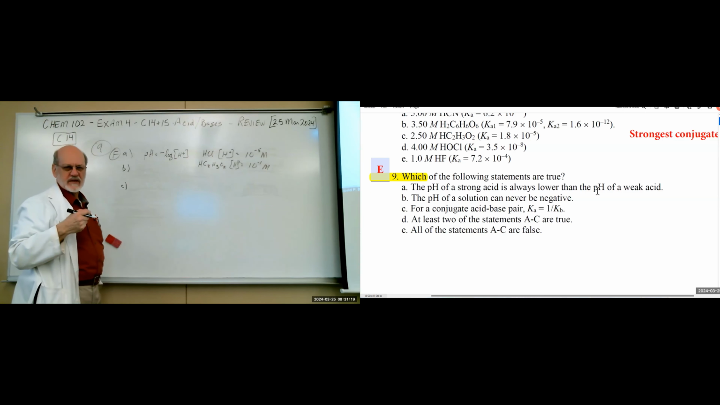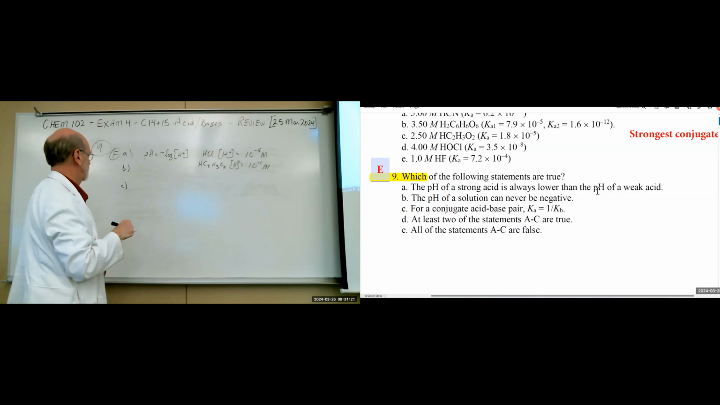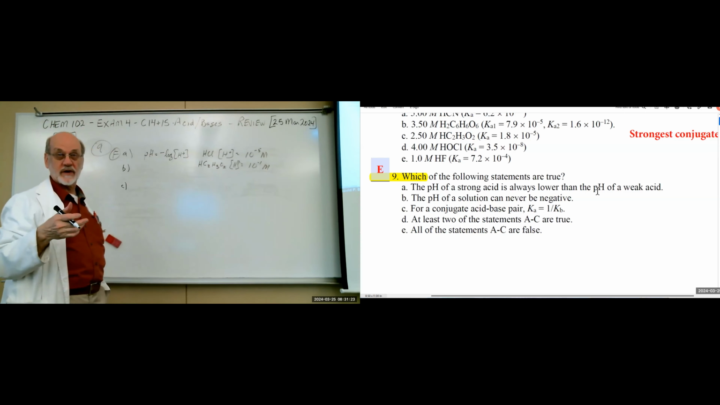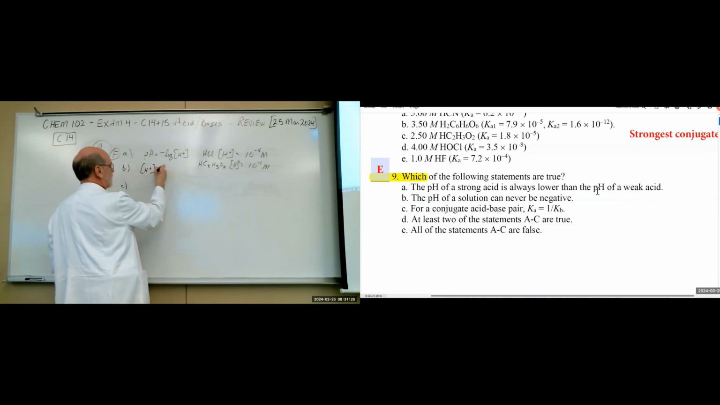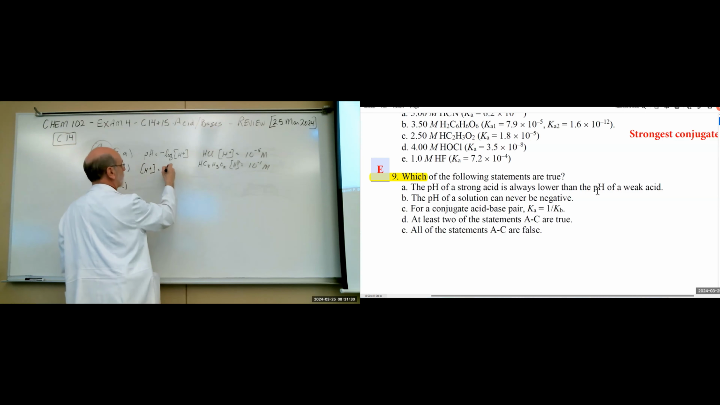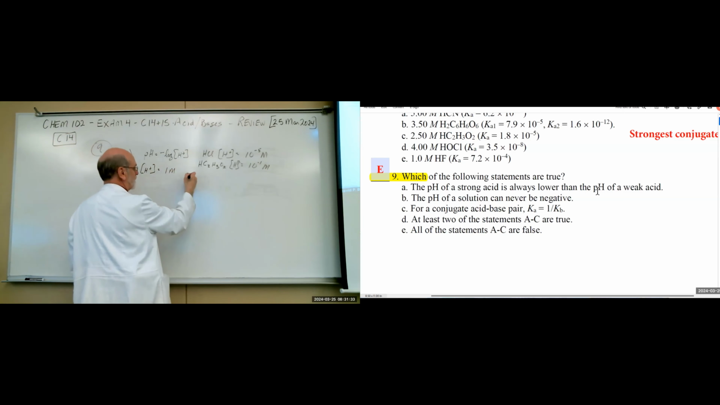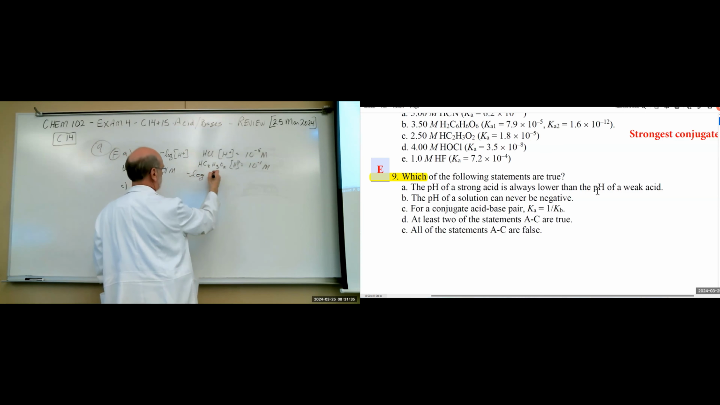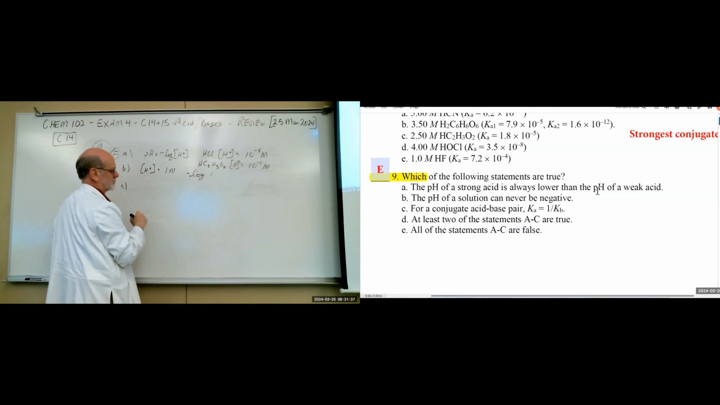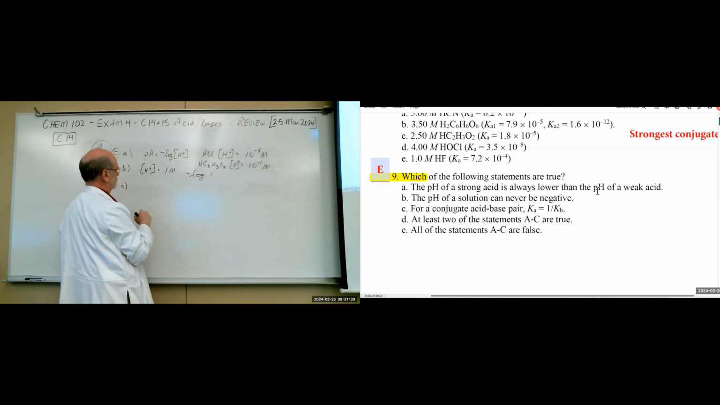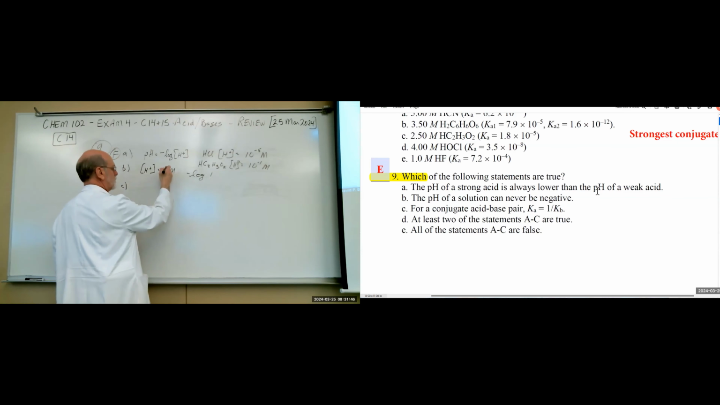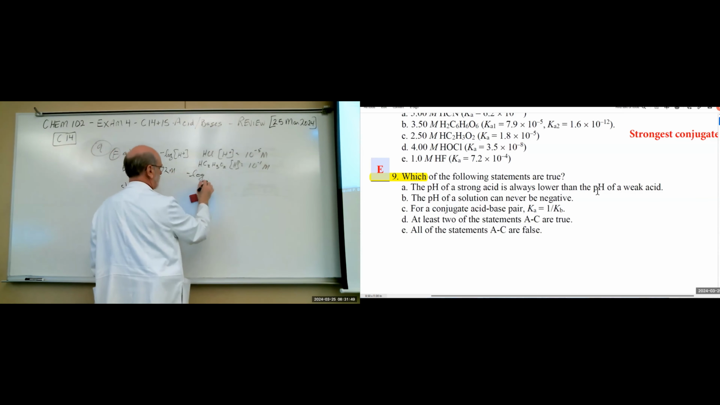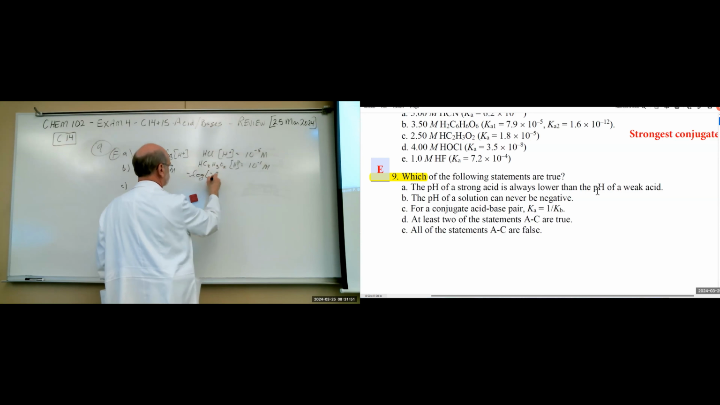How about B? The pH of a solution can never be negative. All right, all we need is one example where it is negative. What if you have a hydrogen ion concentration of 1 molar? Negative log of 1 is what? Well, that's a bad example. Let's make it 2. Negative log of 2.